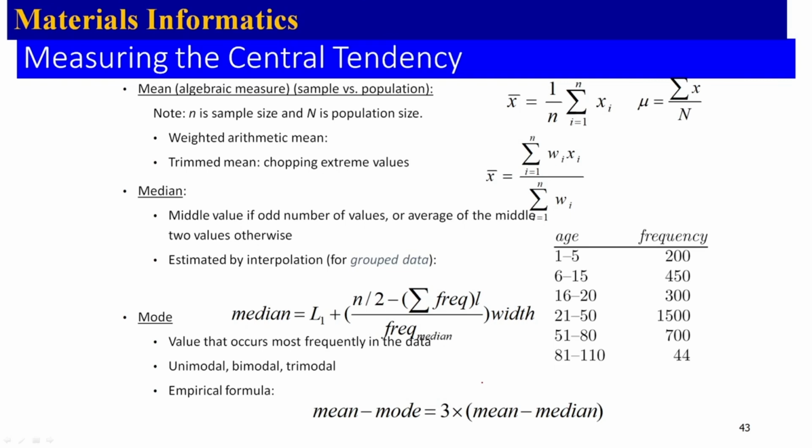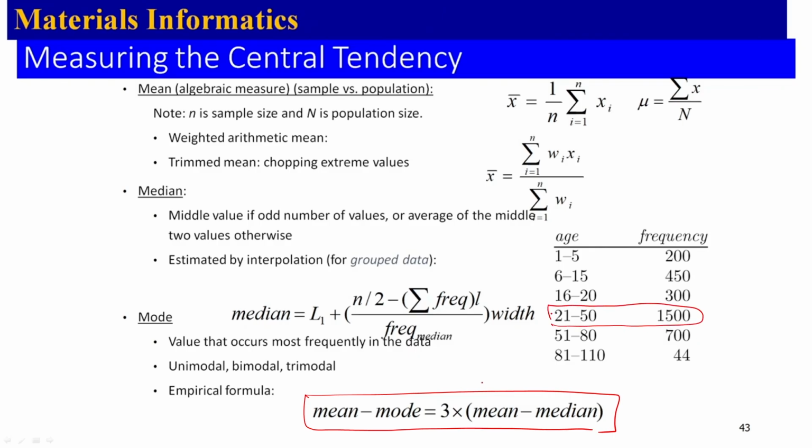It can be unimodal, it can be bimodal, it can be trimodal, and you can use this formula: mean minus mode is 3 into mean minus median. So, if you calculate 2 of these parameters, you can calculate the third one. You need to do that. So, this is what you can see as age versus frequency. This age group is the highest frequency, right, that is your mode. Okay. Am I clear? The rest are actually less, 21 to 50 is the highest frequency age group.